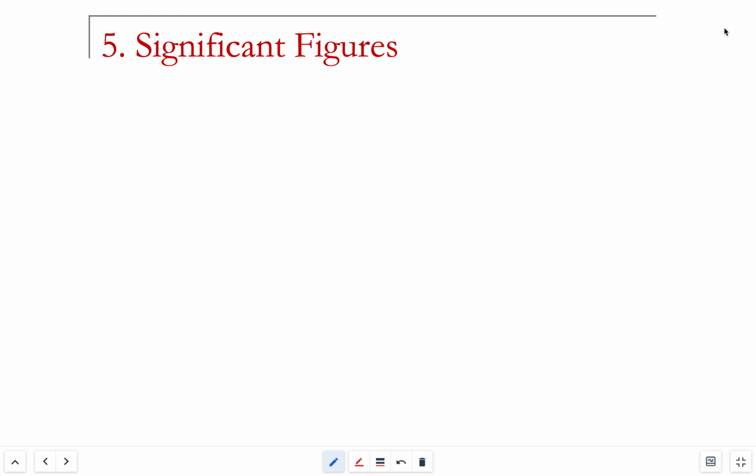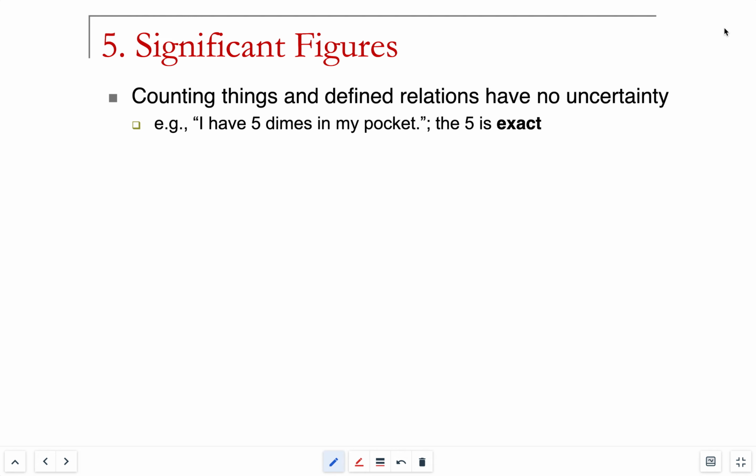So in this lesson, we're going to learn about how to determine the number of significant figures in a measurement. First of all, any measurement will have some amount of uncertainty, and that needs to be expressed somehow, and that is through the concept of significant figures. Let's start off first by defining things that do not have any uncertainty.